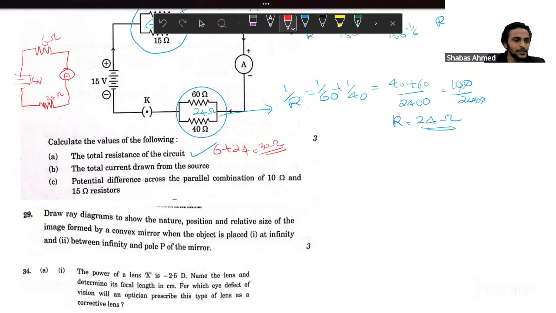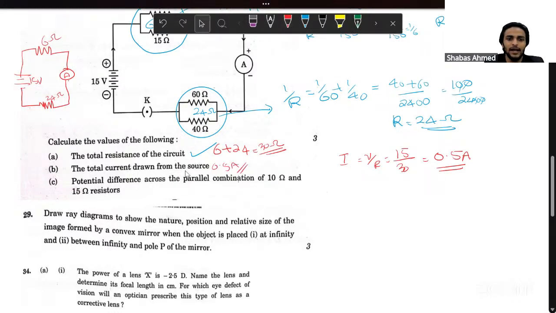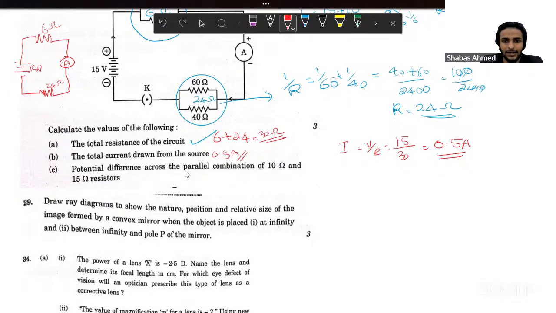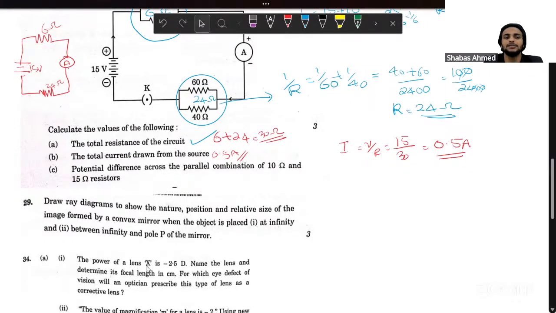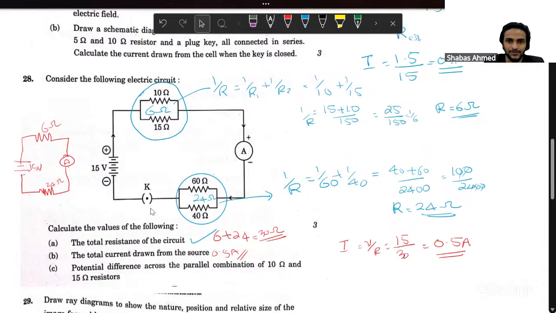30 ohm. The next one, the total current drawn from the source. We can say I equal to V by R. Voltage is 15 divided by 30, that is equal to 0.5, right? 15 by 30 equals 0.5 ampere, 1 by 2 ampere. Simple question. Then, the potential difference across the parallel combination of 10 ohm and 15 ohm resistors.